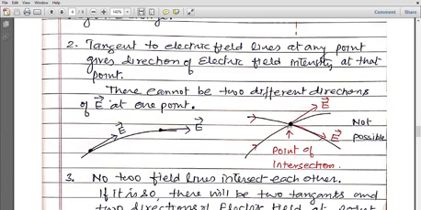अगर मैं इस टेंजेंट को फॉलो करता हूँ, this is the direction of electric field. 2 डायरेक्शंस पॉसिबल नहीं है. So there cannot be 2 different directions of electric field at one point of region. डिफरेंट पॉइंट्स पर डिफरेंट डायरेक्शंस हो सकती हैं, बट एक पॉइंट पर 2 डायरेक्शंस पॉसिबल नहीं है. The direction of electric field is always unique at a point.